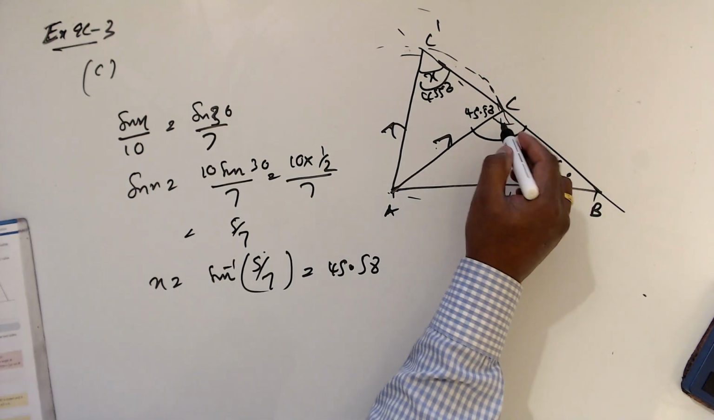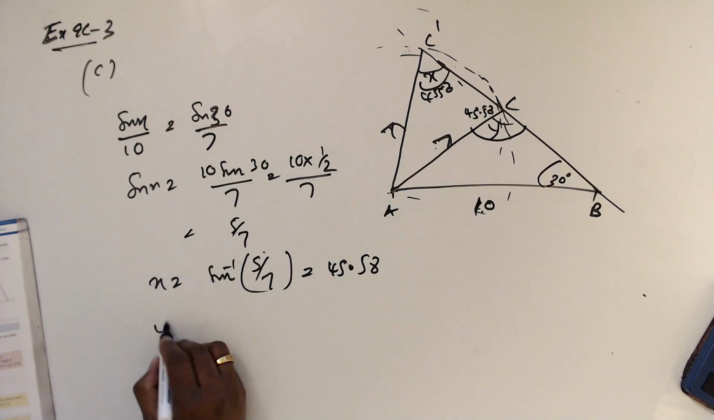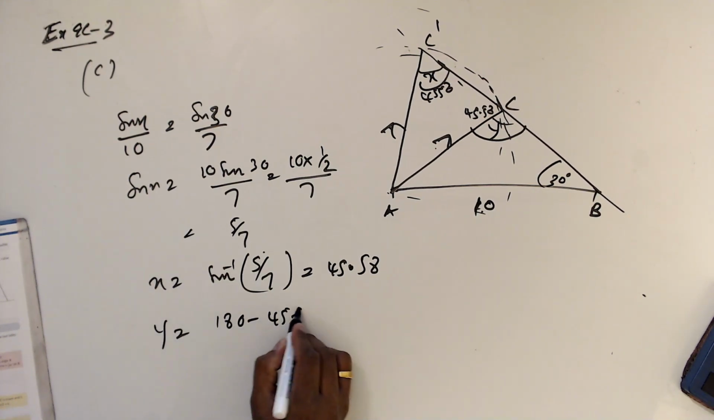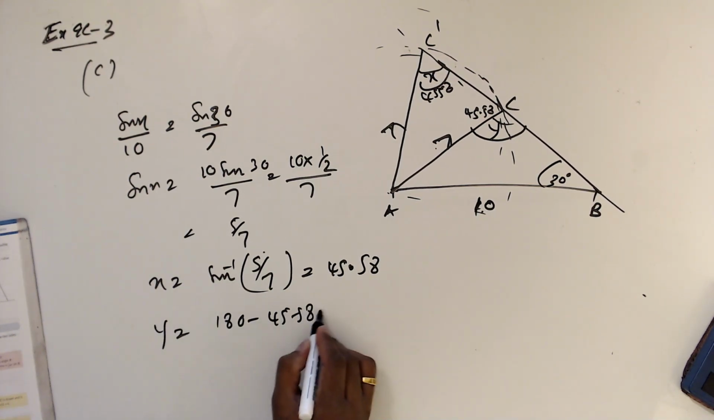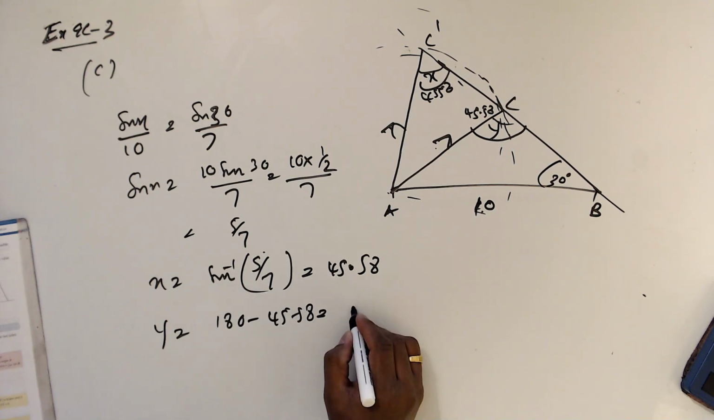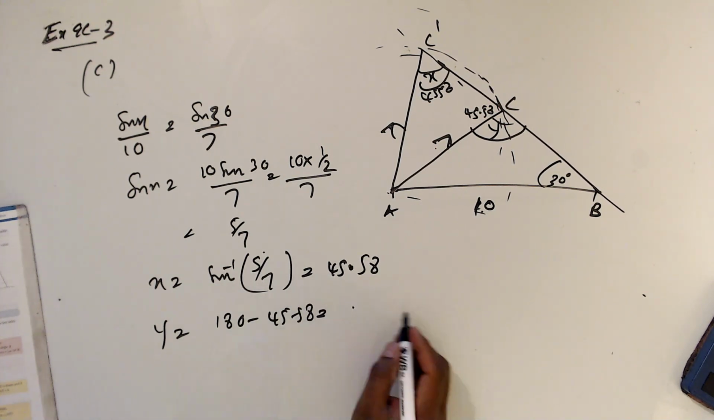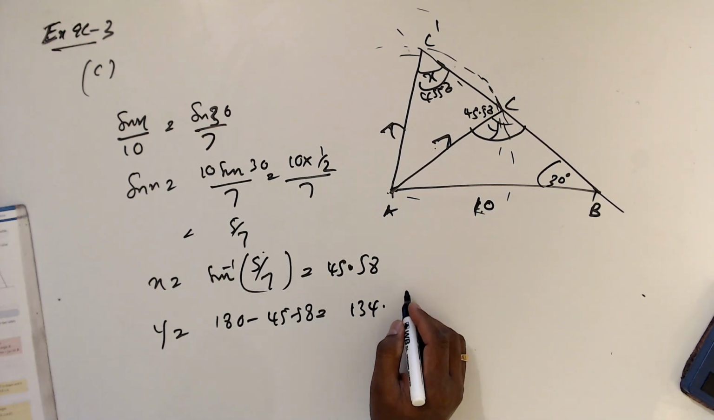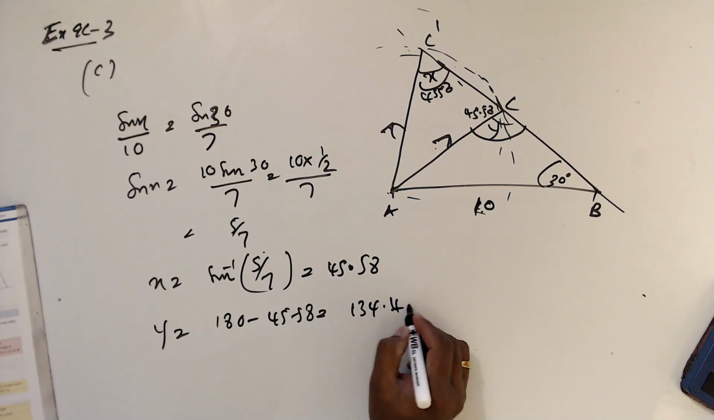Then this is, I'll take y, 180 minus 45.58, that is going to be 134.42.